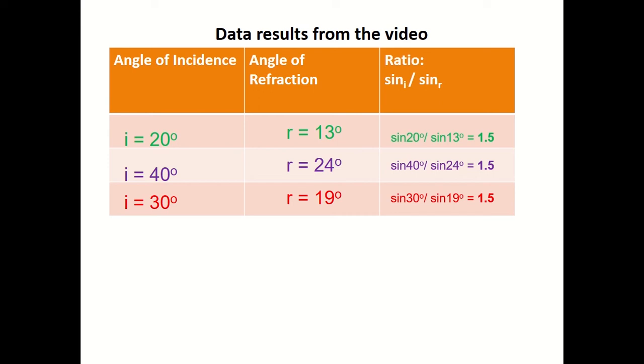So that number right there is pretty significant, and it's significant to acrylic because acrylic is defined as having an index of refraction of 1.5, which, as you can see, is just a simple ratio of the sine of its angle of incidence to the sine of its angle of refraction.